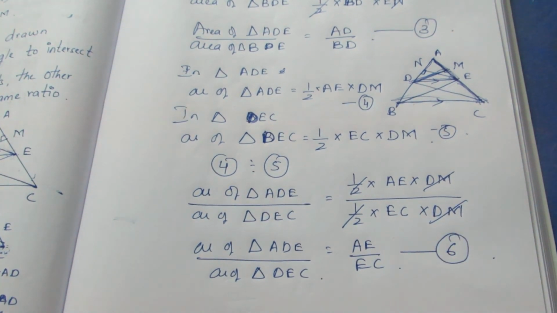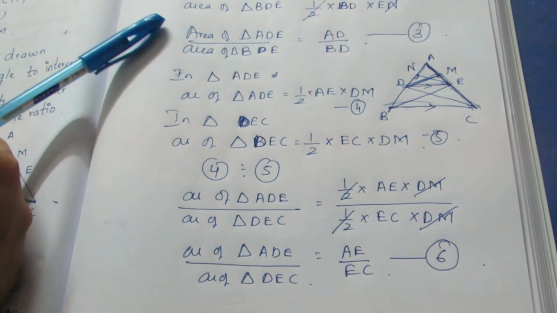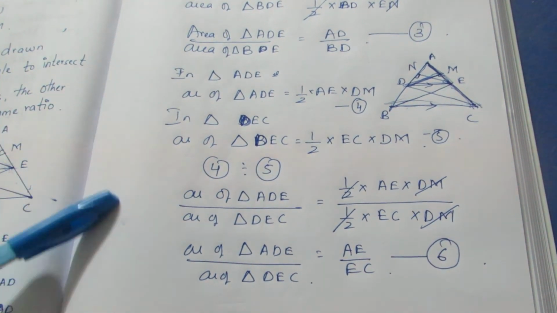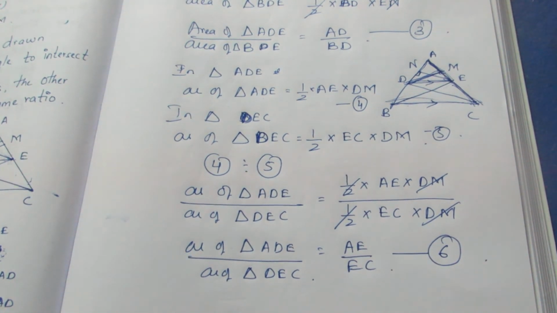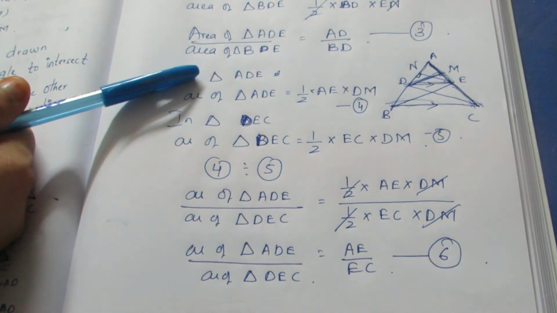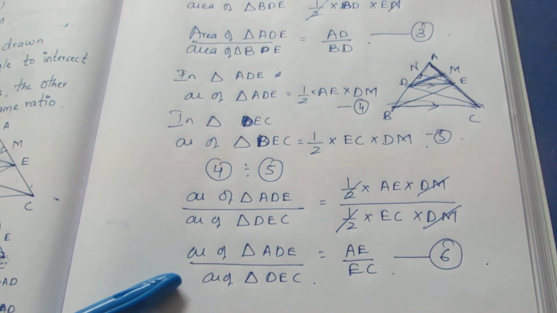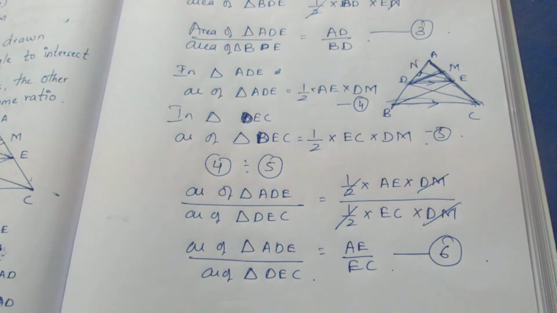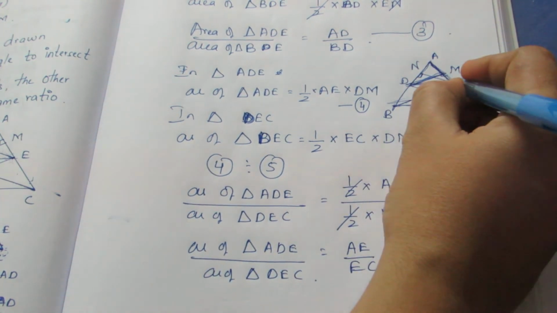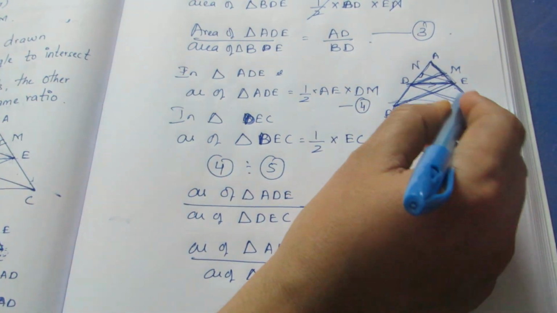Now check your 3 and 6. In 3, we have area of triangle ADE on your left hand side. The same way, even here we have area of triangle ADE on the left hand side. Now on the denominator, we have area of triangle BDE here, and here we have area of triangle DEC. Now let me check the diagram. BDE is this triangle and DEC is this triangle.